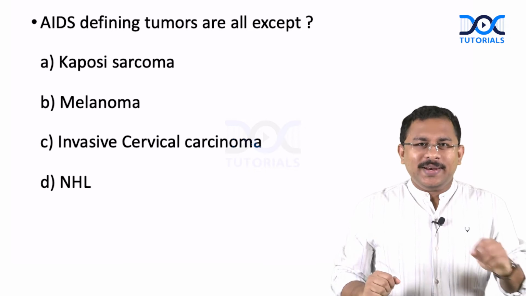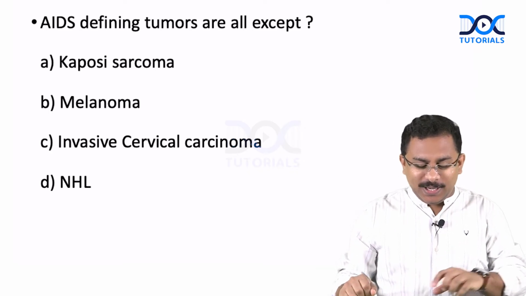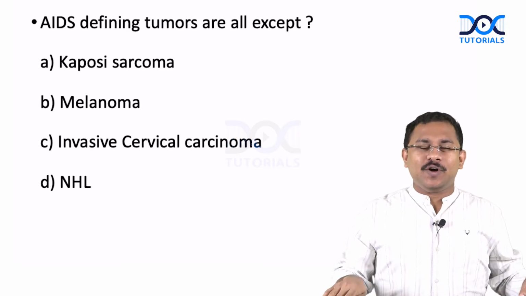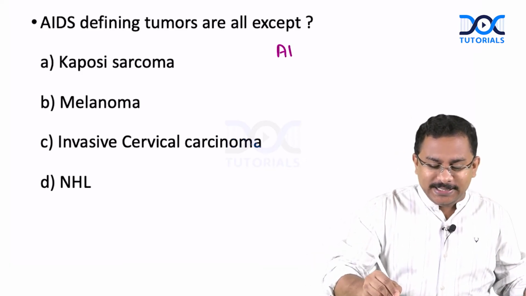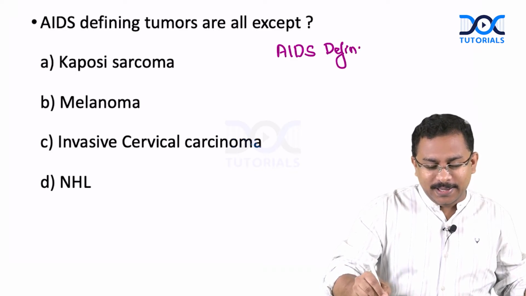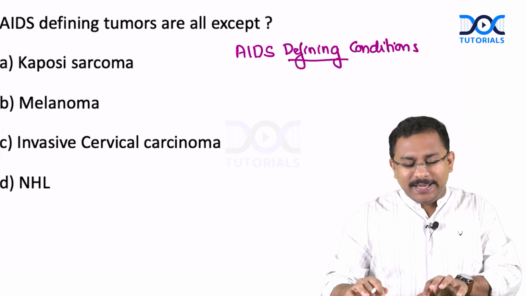Okay, coming to the next question, AIDS defining tumors are all except Kaposi's sarcoma, melanoma, invasive cervical carcinoma and non-Hodgkin's lymphoma. First of all, you have got to have an idea on this terminology, AIDS defining conditions. AIDS defining conditions are a list of conditions which include opportunistic infections and neoplasms, both. When any of them occur in the setting of an HIV infection, this confirms the diagnosis of AIDS, which is a severe HIV infection.